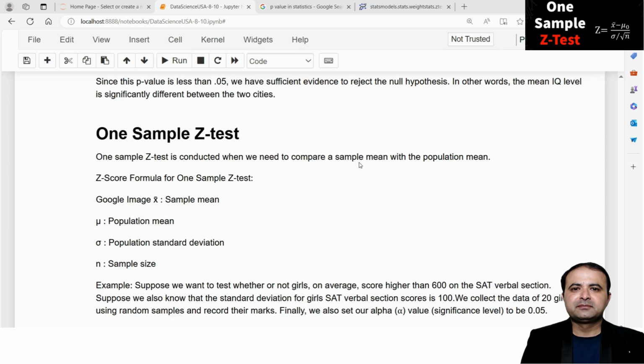So the Z score formula for one sample: we have the sample mean, which is X bar. It is the sample mean. And the population mean is this one, mu. And the population standard deviation, and the sample size which I have chosen from the population.